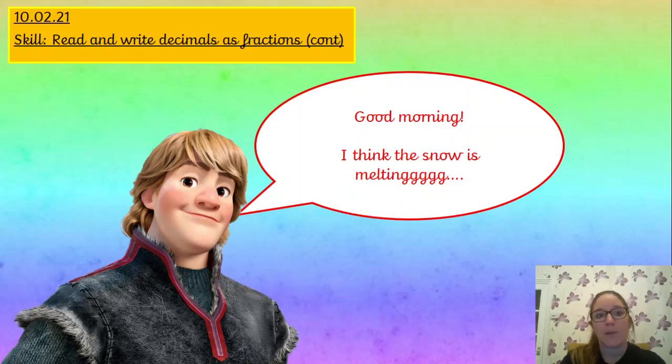Today's maths, we are doing the same as yesterday, okay? So we are just doing a little bit more practicing with reading and writing decimals as fractions. So you can write the skill and write continued at the end. Okay, and the date is the 10th of February.